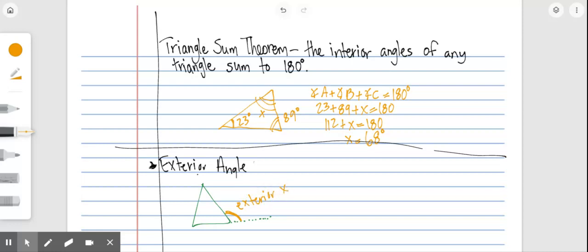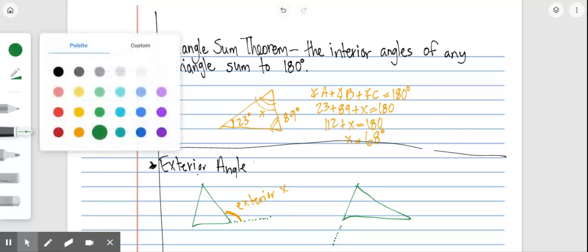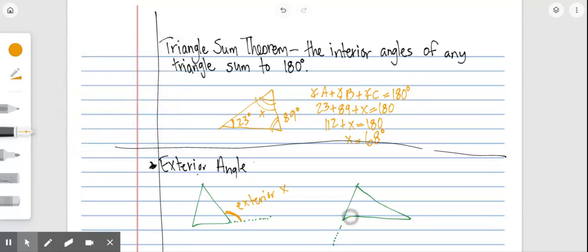Okay. If I drew another example, I might have this triangle. If I extend this side, okay, then the exterior angle is again just this side right here. Okay. It's the angle that's created from the extension of that line. It's going to be the side that's closer to the triangle. So it's not going to be this huge side on the left. It's going to be the side that's closer to the triangle.